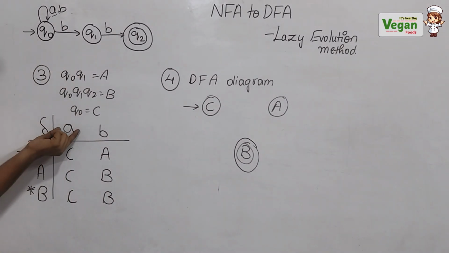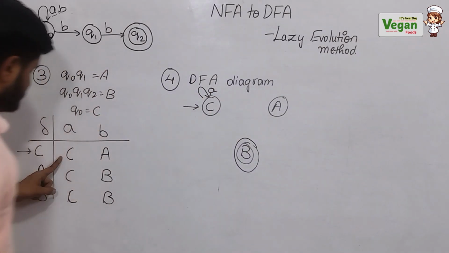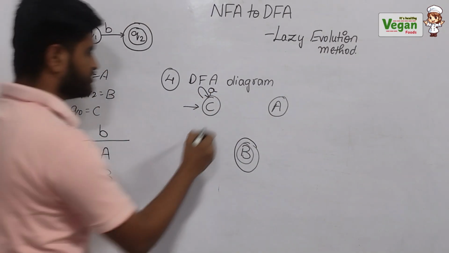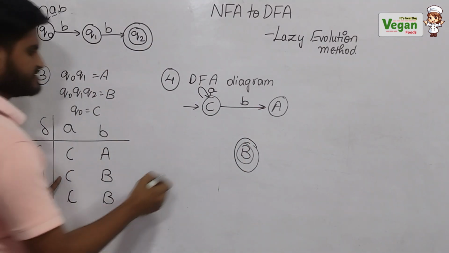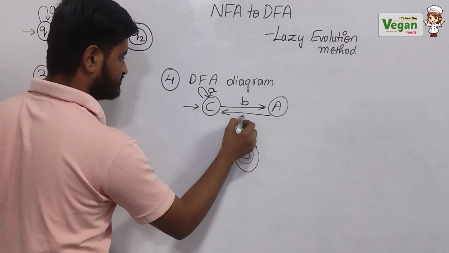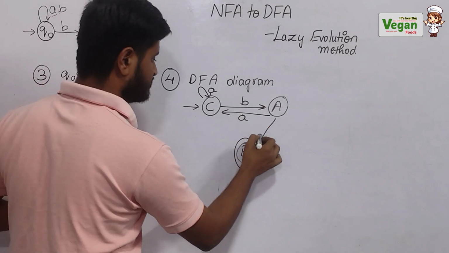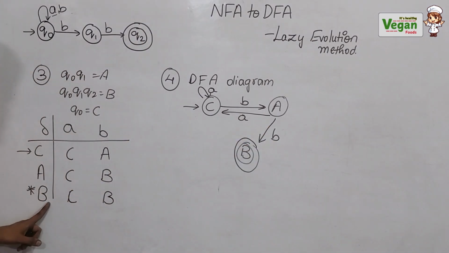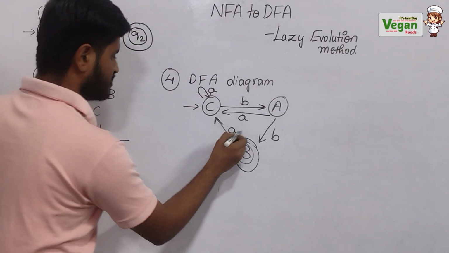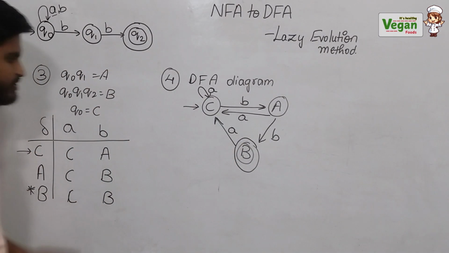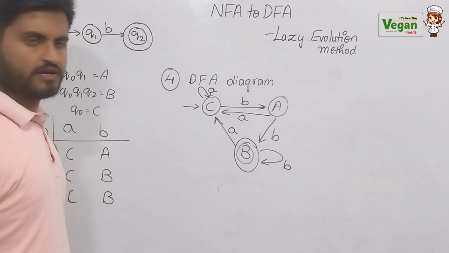Now C, when you give A as an input, it is moving to C itself. That is a self loop. When you give B as an input, it is moving to A. For A, when you give A as an input, it is moving to C. When you give B as an input, it is moving to B. For B, when you give A as an input, it is moving to C. When you give B as an input, it is moving to B. That is a self loop. Now my DFA diagram is done.